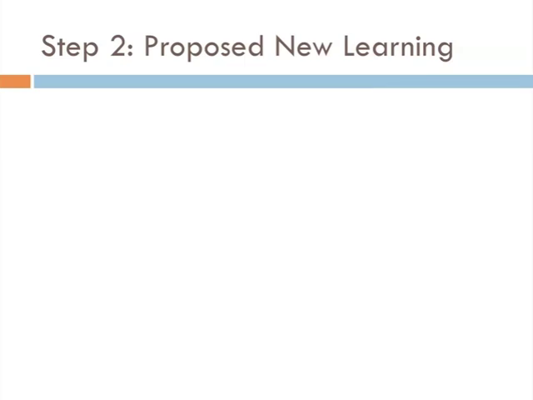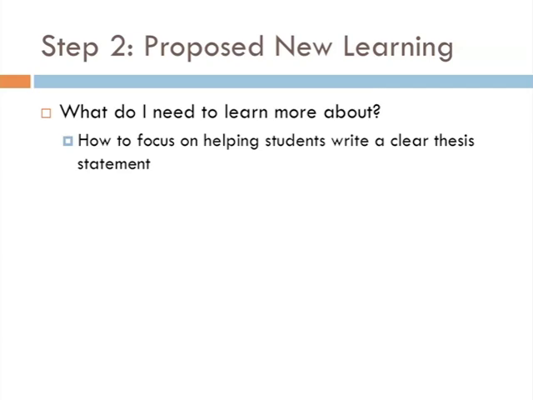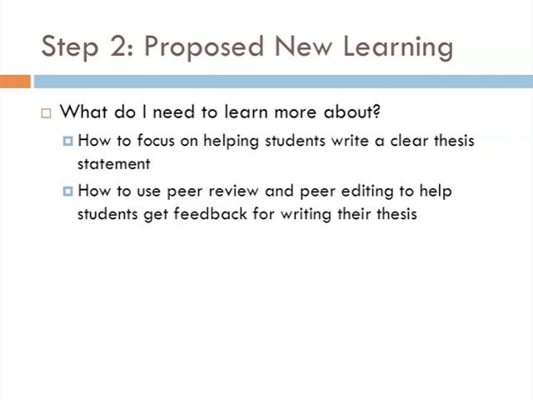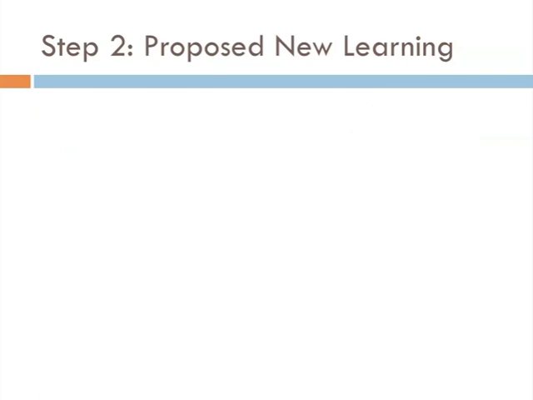So step 2 dealt with proposed new learning, research, knowledge, skills, and application. The first question that I dealt with was, what do I need to learn more about? The thing that I decided to focus on was helping students write a clear thesis statement, how to do that. I also realized I needed more information on how to use a peer review or a peer editing process to help students get feedback for writing their thesis. I'd never really done any sort of peer review or peer editing before in writing.